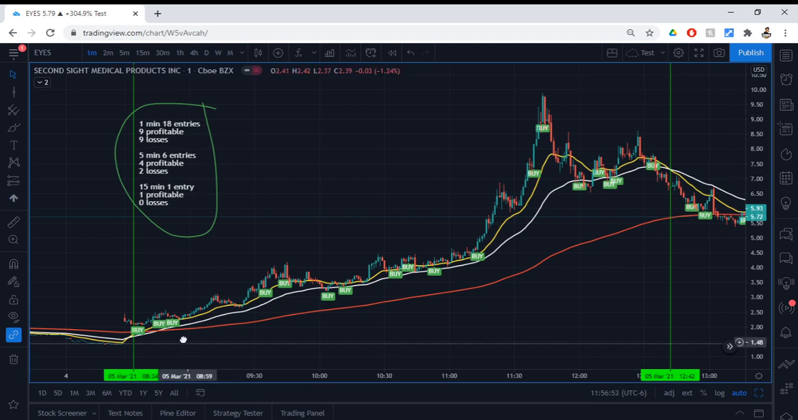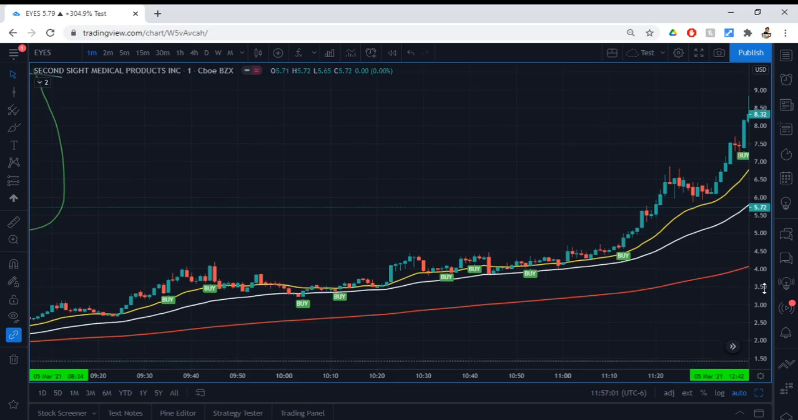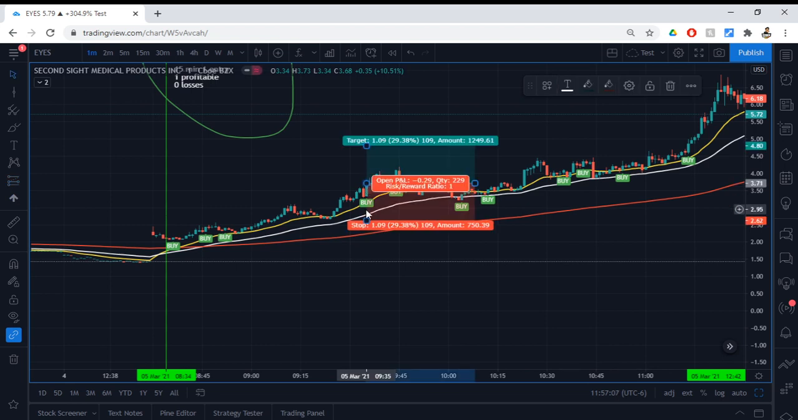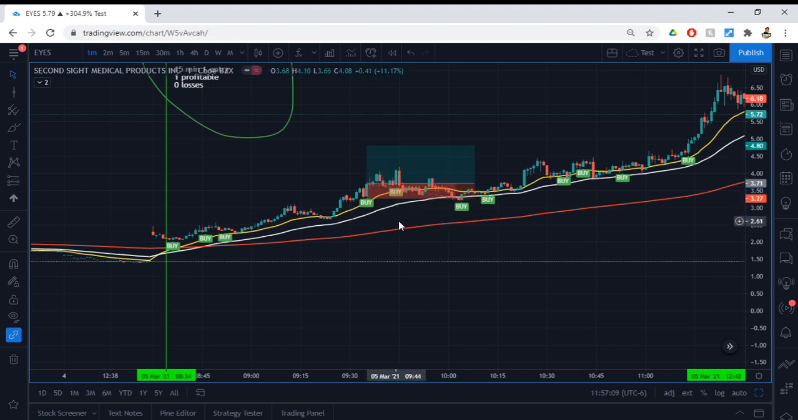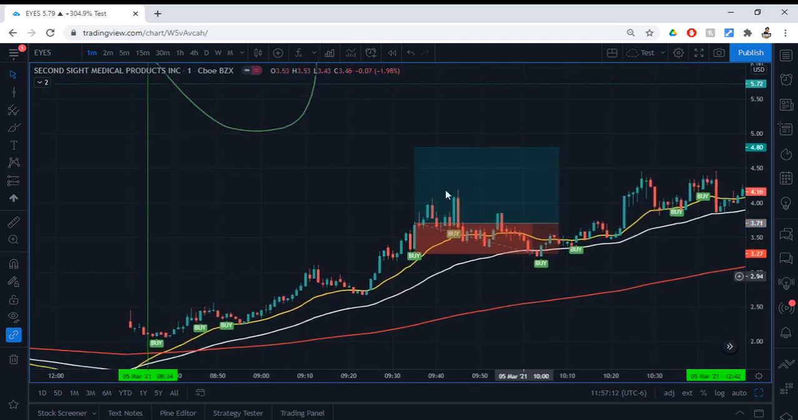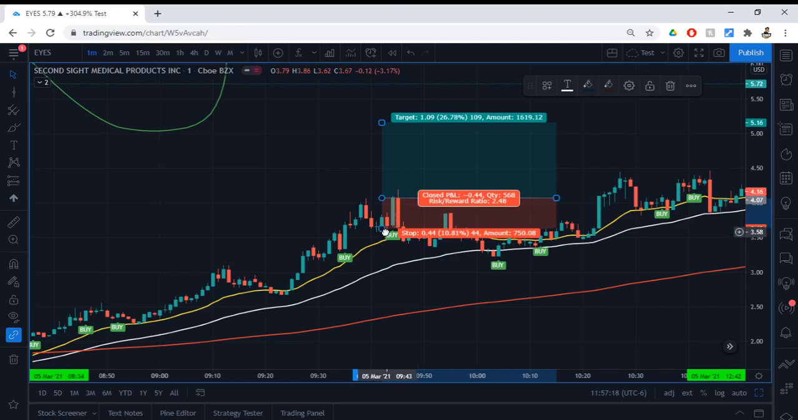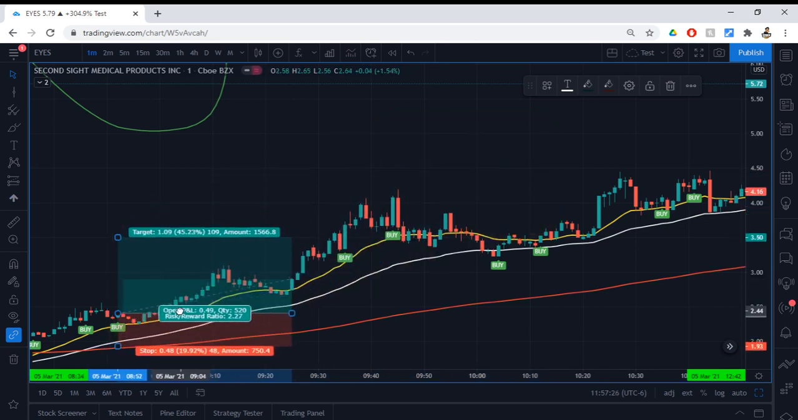The 1 minute gives you 18 entries. 9 of them are profitable, 9 of them are losses, but you need to look at the ones that you lose and ask, how much did I really lose? Actually, pretty much a lot. This was moving a lot, and it being a penny stock. So here you have an 11% stop loss, which is kind of a lot depending on how much you're putting in there. Here, it's like a 3% stop loss.